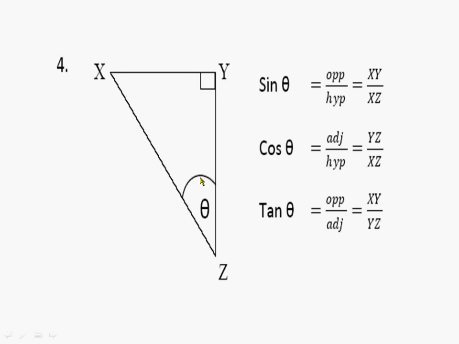Next, cosine theta is adjacent, which will be this side here, next to it, YZ. YZ over hypotenuse. Hypotenuse is the side opposite to the right angle, which is this side, which is XZ. So cosine theta is adjacent over hypotenuse, or YZ over XZ. Tan theta, opposite over adjacent. Opposite is XY. Adjacent is YZ, so it's XY over YZ.